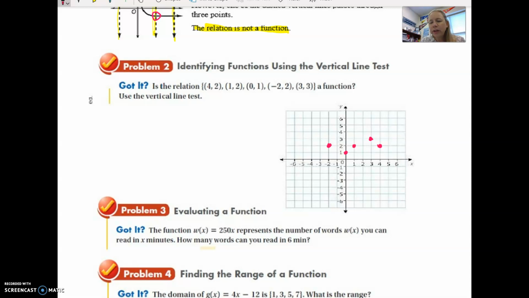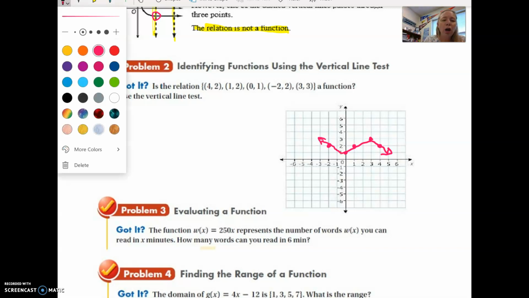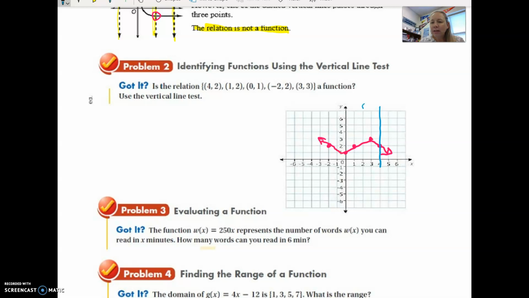So I've got kind of this weird shape going on. If I want to, I could kind of connect those together like such. Not a great graph, but we see the idea. So would this graph pass the vertical line test? So if I were to draw a vertical line anywhere along this graph, that's not a very good vertical line, is it? Ooh, that's totally awful. Sorry.